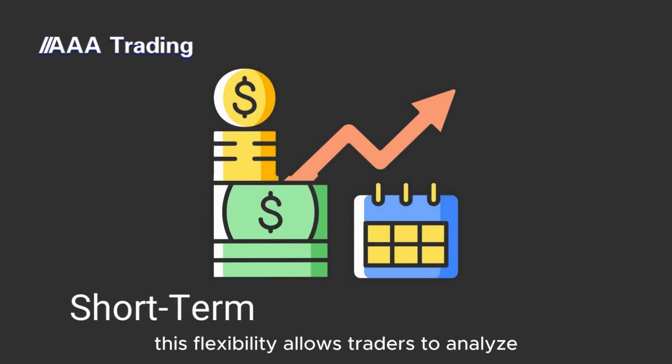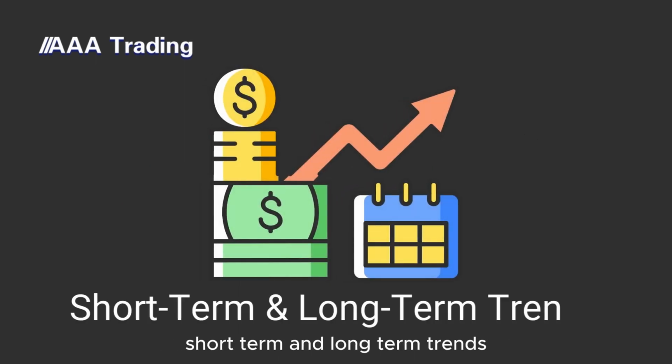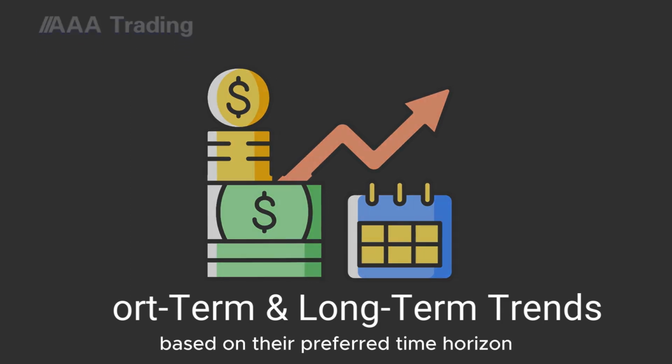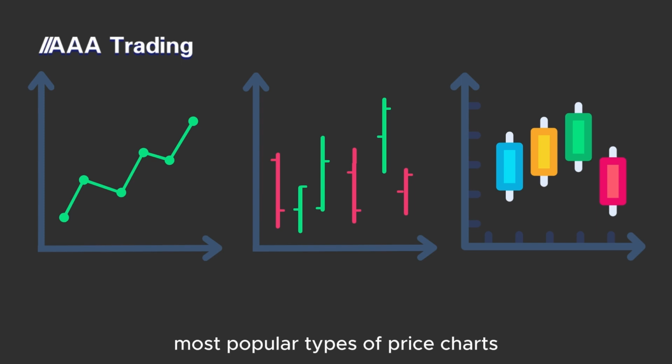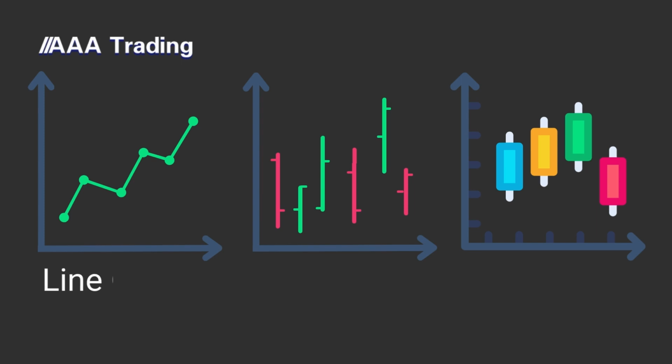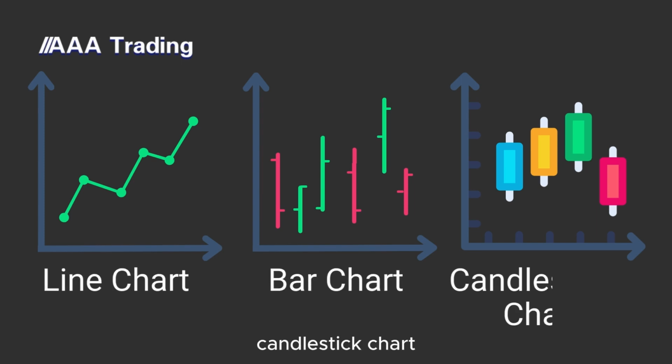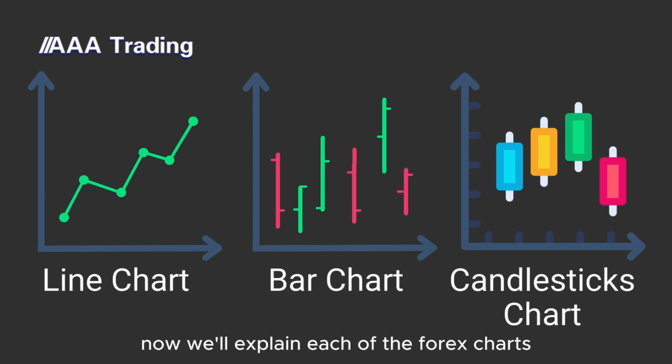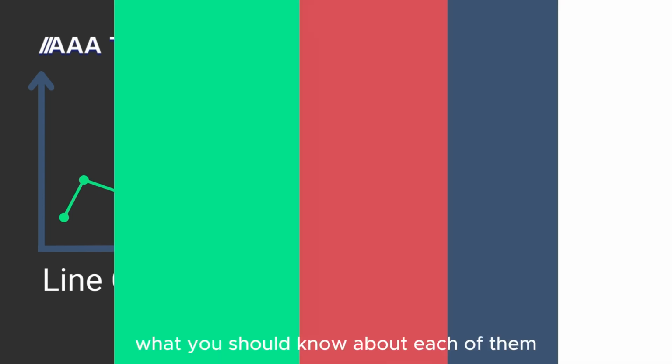This flexibility allows traders to analyze short-term and long-term trends and make decisions based on their preferred time horizon. Let's take a look at the three most popular types of price charts: line chart, bar chart, candlestick chart. Now, we'll explain each of the Forex charts and let you know what you should know about each of them.